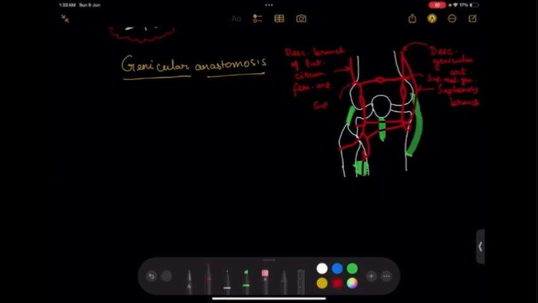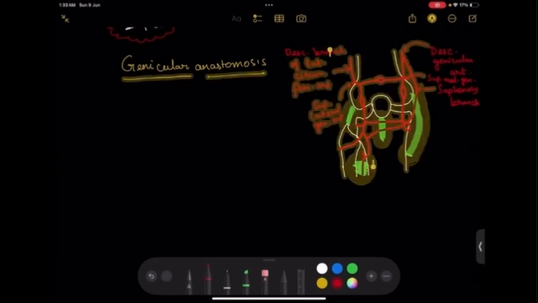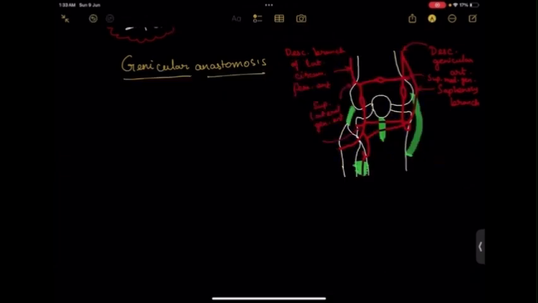What is this? The superior lateral genicular. Then another small artery just coming and joining. I hope you can see it. Inferior lateral genicular artery. I'm just writing short forms, but in your exam, you should not write in short forms. Then here you can see another artery coming and joining. This is the circumflex fibular artery.